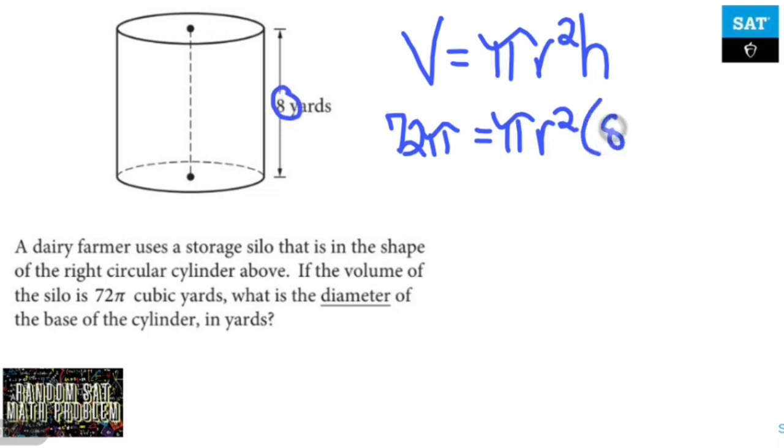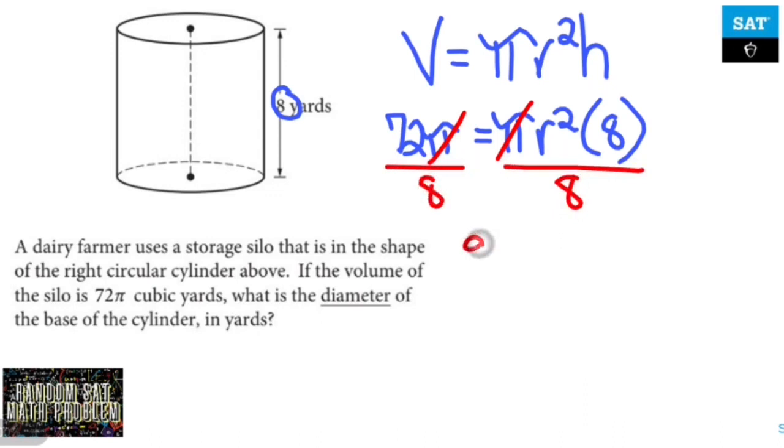So this is what I can do. I can immediately get rid of the pi on the left and the pi on the right because they will both divide out. If I divide both sides by 8, I get 9 on the left, and that equals r squared on the right. In order to get r all by itself, I take the square root of both sides, and this is only going to be a positive 3.